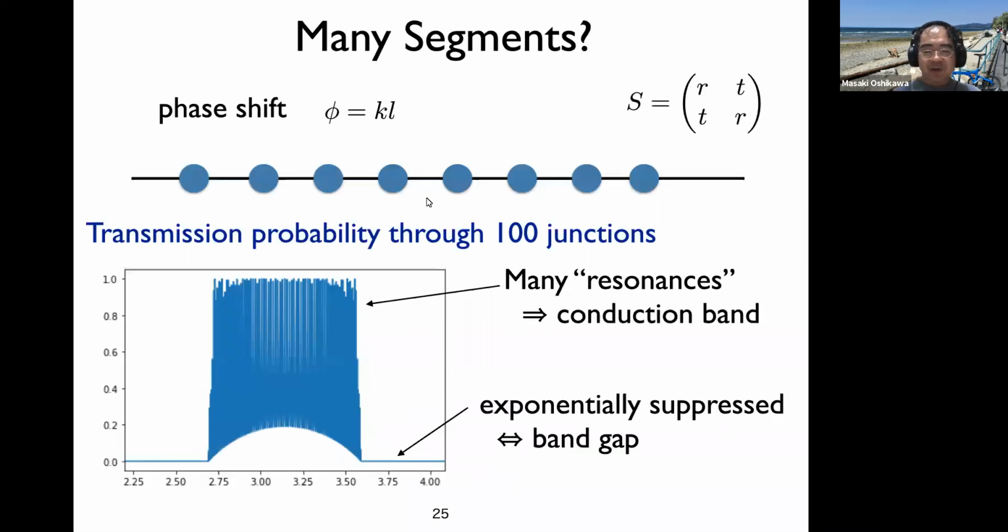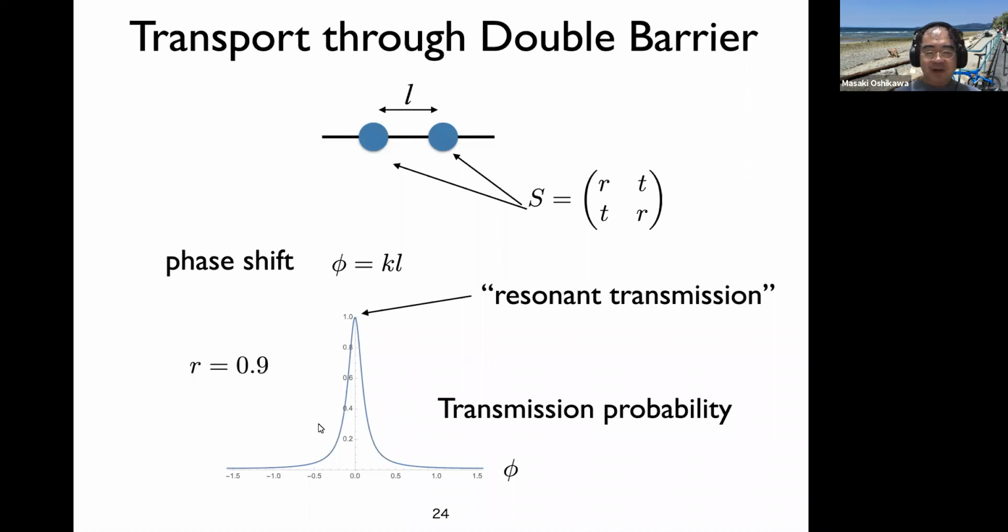And the total transmission probability looks like this. So the horizontal axis is this phase shift, proportional to the wave number. And the vertical axis is the transmission probability through this double barrier. And for this, I chose the reflection coefficient to be 0.9. So if you have a single barrier, the reflection probability is 80%, 81%. So it's very reflecting, just a small transmission probability for a single barrier.